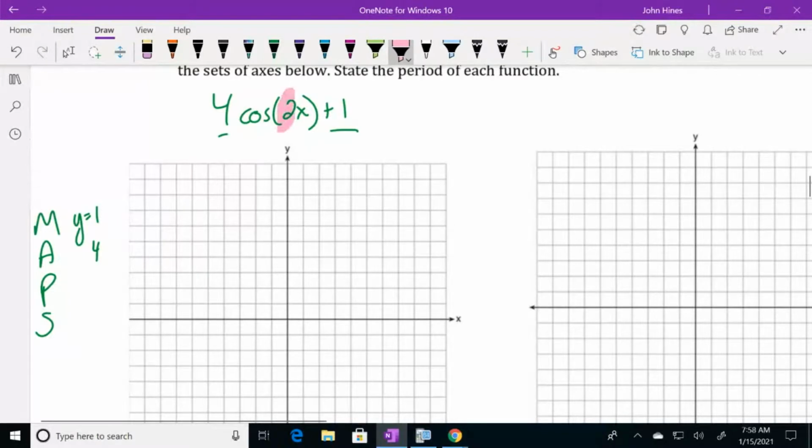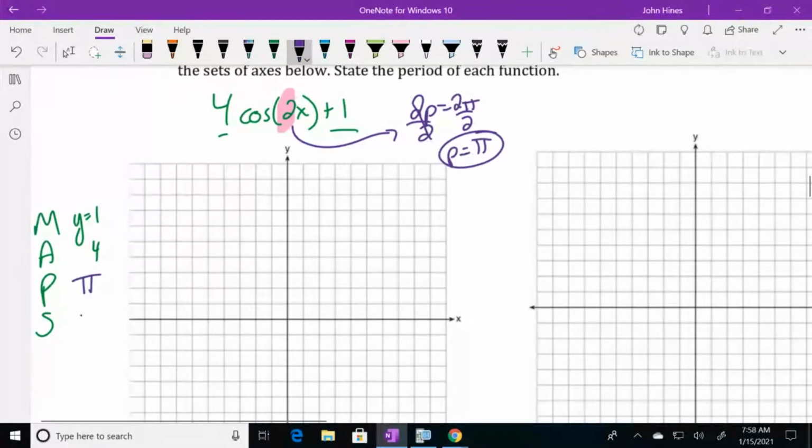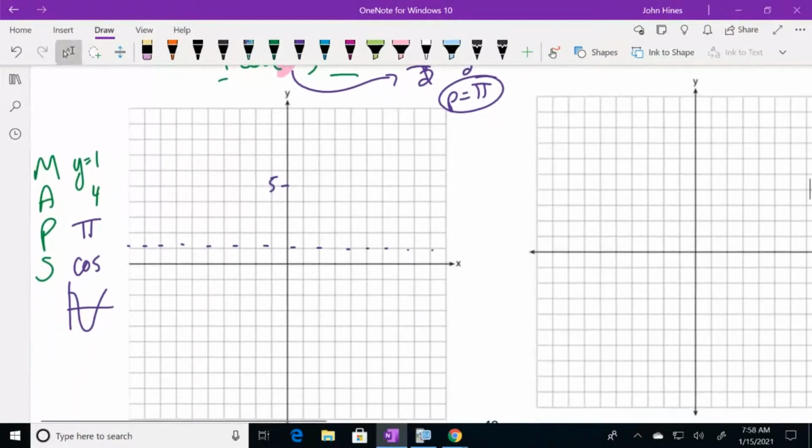The period is not 2. bp equals 2 pi helps me find the period. You have to remember that the number in the equation is not the period. The number in the equation is kind of useless to us. And what shape is it? It's a cosine graph. What does cosine look like? Big valley. Midline of 1. Amplitude of 4: 1, 2, 3, 4. So that brings me up to 5. From the midline, 1, 2, 3, 4, that brings me down to -3.